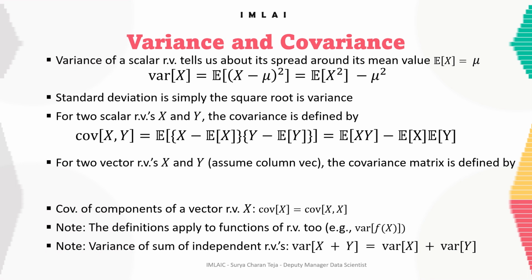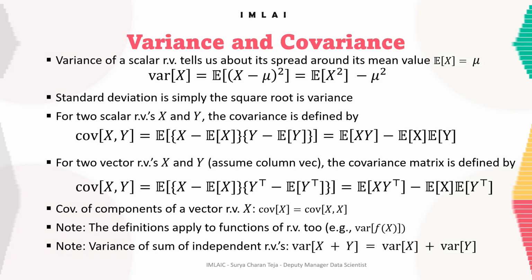So we have seen variance, we have seen standard deviation, which is the square root of the variance. Then we have also seen covariance of x comma y for two scalar random variables, because those are discrete. Now let's get into the continuous case, with two vector random variables x and y. Assume column vectors. The covariance matrix is defined like this.